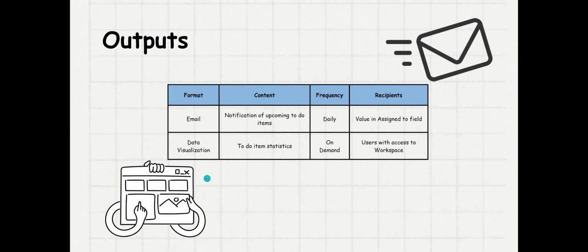So let's come to the outputs. Where are we going to use this data? By using this data, we can send notifications to the assigned users daily about their upcoming to-dos, and data visualization. Users can access their to-do item statistics using the workspace.